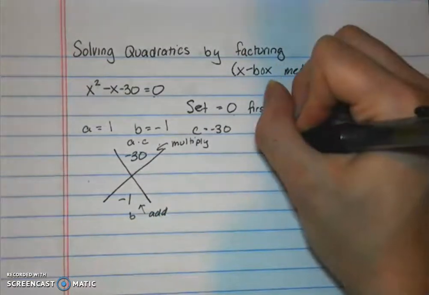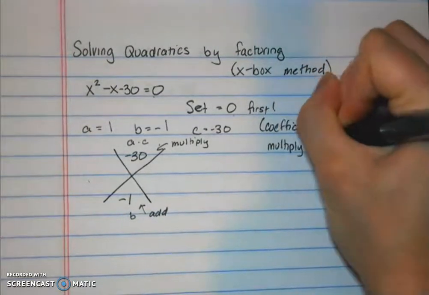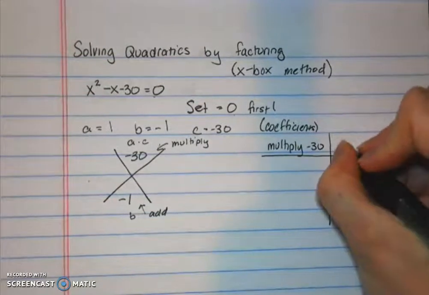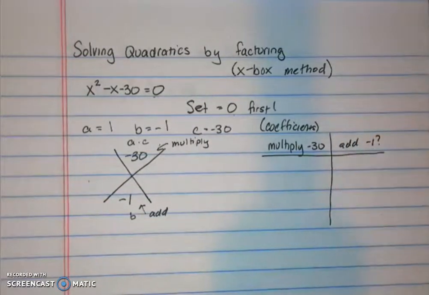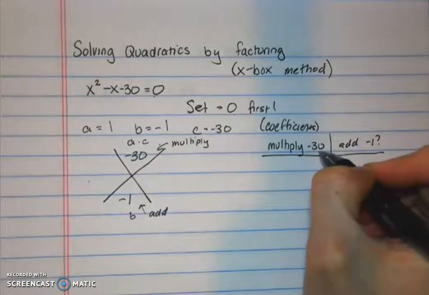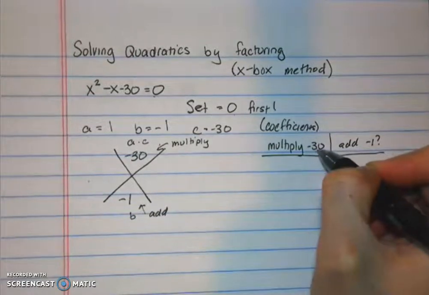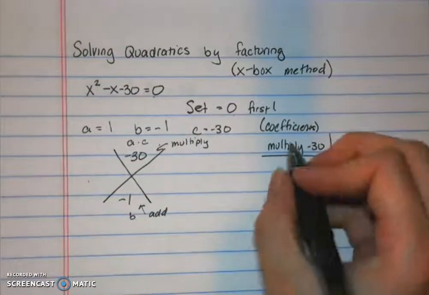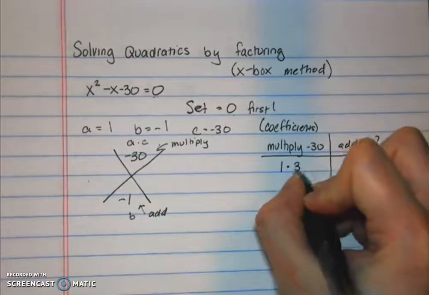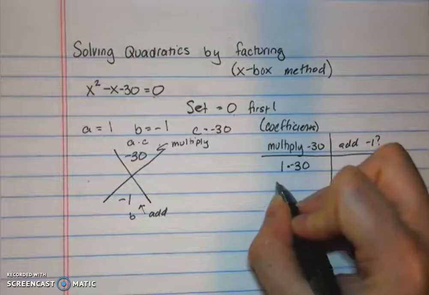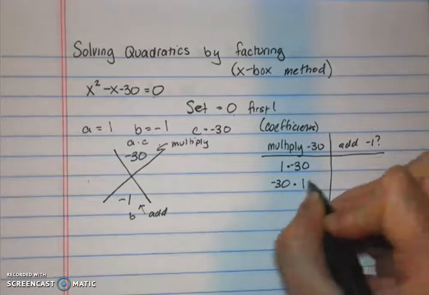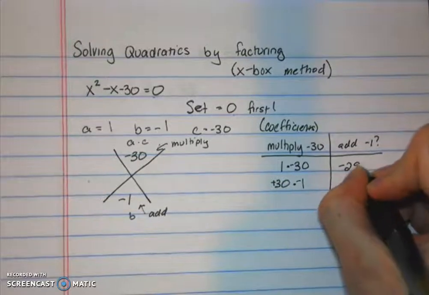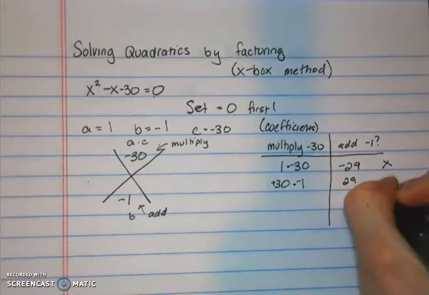So let's think about our numbers that multiply to -30, and then we will check, do they add to -1? First off, when we're multiplying to a negative number, we know that they are going to have different signs, right? One is going to be positive and one is going to be negative. So I like to start with 1 times -30, or positive 30 times -1. But this gives us -29 or positive 29, so that's a no.